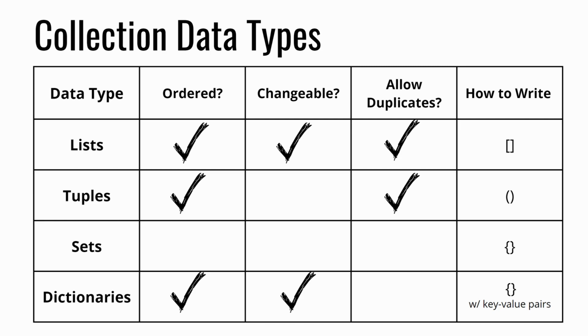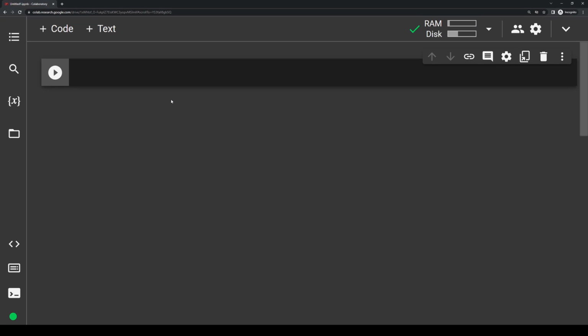Sets are unordered, partially changeable, don't allow duplicates, and we write them by using squiggly brackets. Dictionaries are ordered, changeable, do not allow duplicates, and just like sets, we write them by using squiggly brackets. The way we differentiate dictionaries from sets is that dictionaries use key-value pairs and sets do not. So we've talked about what each data type is, so now let's actually code them. Let's go in order of how I presented them, so let's start with lists and tuples.